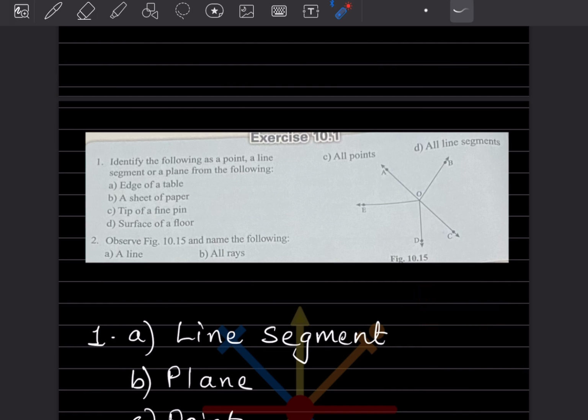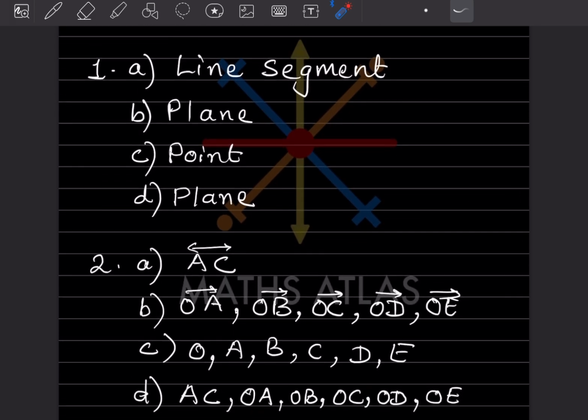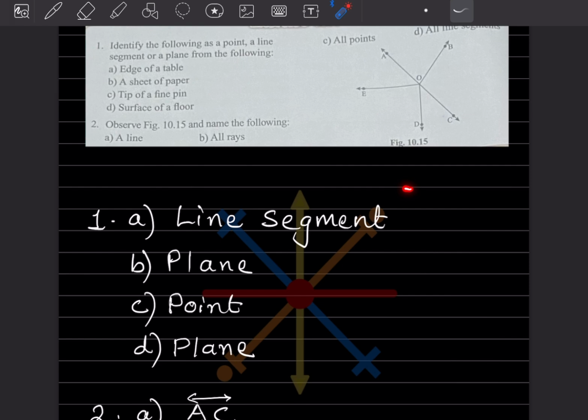So what do you mean by line and line segment? In this one, a line means it will extend from this side as well as this side. So I have given here the arrow. So it can be the endless one. It can extend from both the sides. So we can say that it is a collection of points that extends endlessly in both the directions.